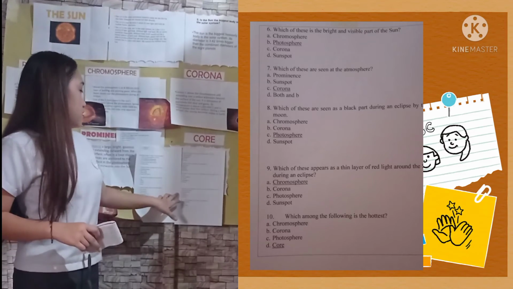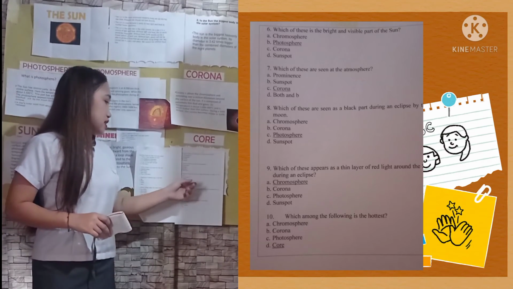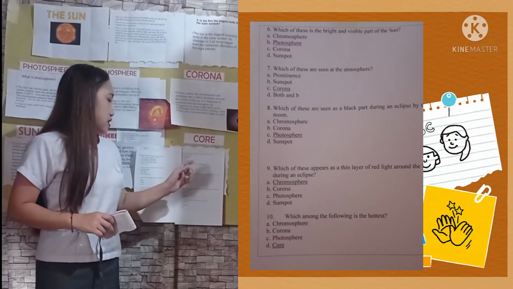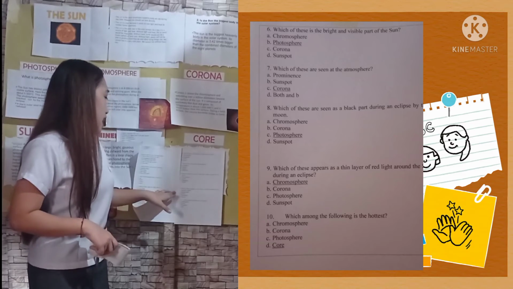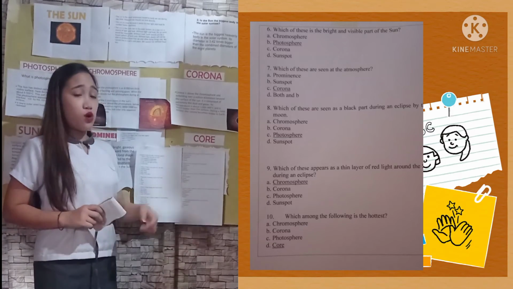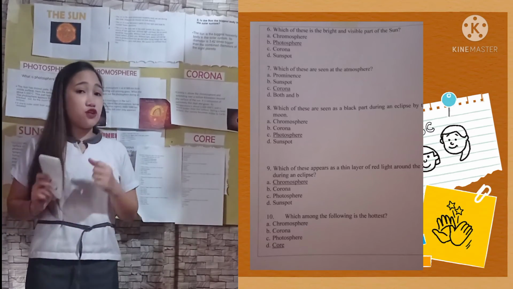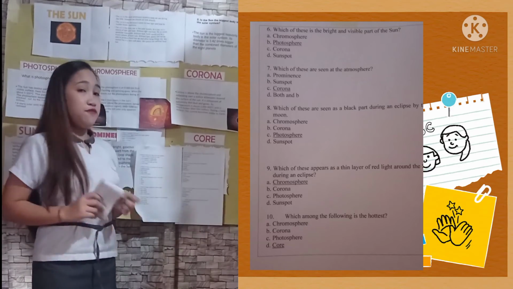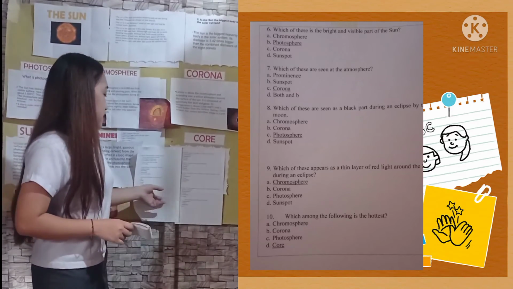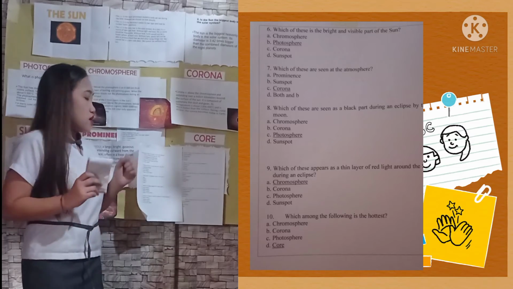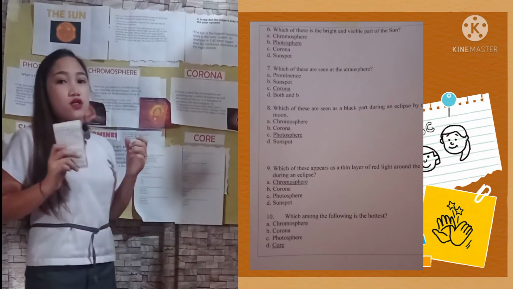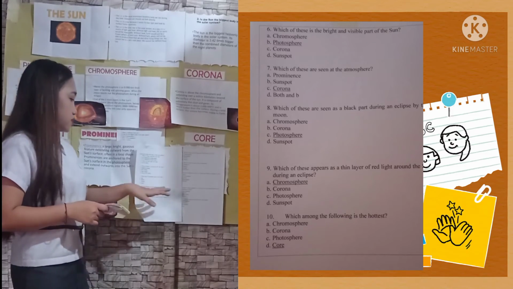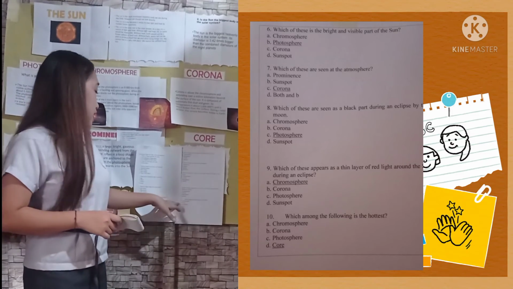Number 9. Which of these appears as a thin layer of red light around the sun during an eclipse? Letter A, chromosphere. Letter B, corona. Letter C, photosphere. Letter D, sunspot. Okay, the answer is chromosphere, letter A.